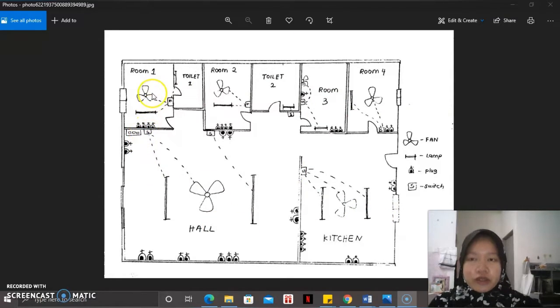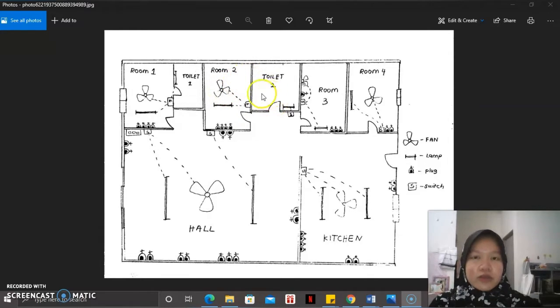So for room 1, there is one fluorescent lamp, one fan. And for toilet 1, which is in room 1, there is one lamp. So one switch controls the lamp in room 1, one switch controls the fan, and one switch controls the lamp in toilet 1. So next, room 2, there is one lamp and one ceiling fan. So one switch controls the lamp and one switch controls the ceiling fan.